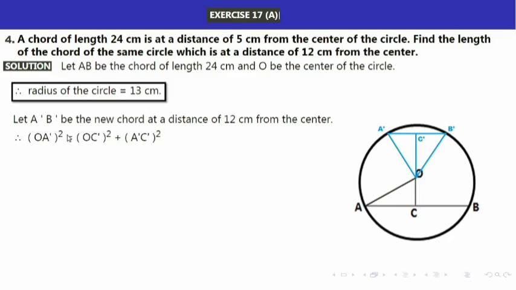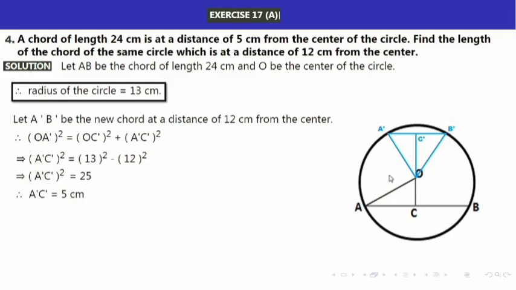Now again using Pythagoras theorem, in triangle OC dash A dash, OA dash will be the hypotenuse. So OA dash square is equal to OC dash square plus A dash C dash square. OA dash means the radius, which is equal to 13 centimeters. So A dash C dash square will be 13 square minus OC dash square, and OC dash is given to be 12 centimeters, so 12 square. 13 square is 169, and 12 square is 144. So 169 minus 144 turns out to be 25, and from here A dash C dash turns out to be 5 centimeters.